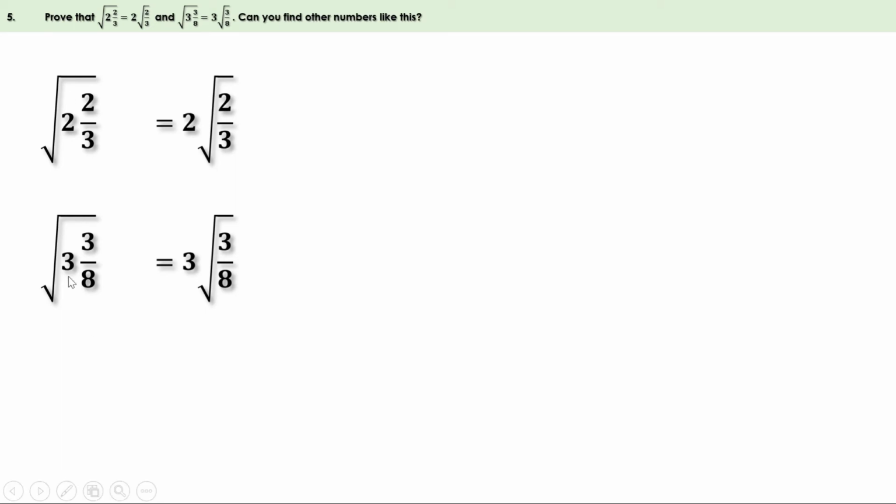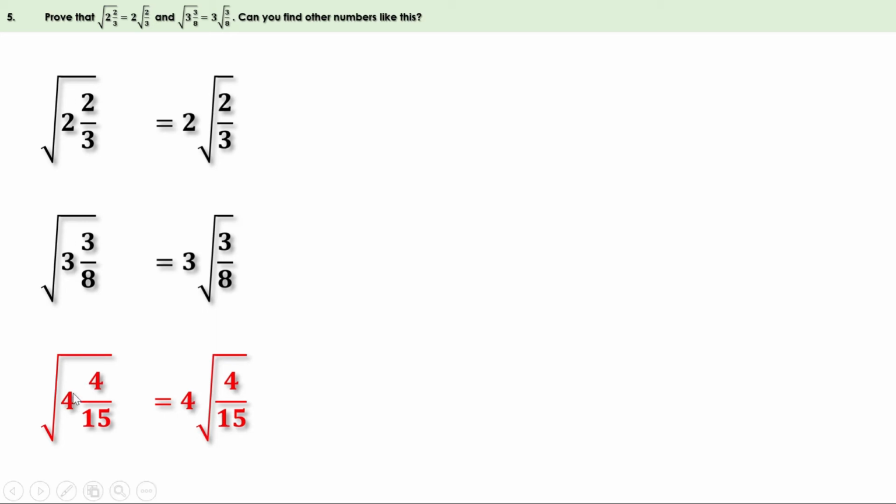That means when you take 4, you can write √(4 4/15) equal to 4√(4/15). 15 into 4 is 60, 60 plus 4 is 64. So this is equal to √(64/15). And 64 is 4 cube, that is 4 square into 4. Therefore, √(64/15) is √(4 square) into √(4/15). Root of 4 square is 4. Therefore, that can be written as 4√(4/15).